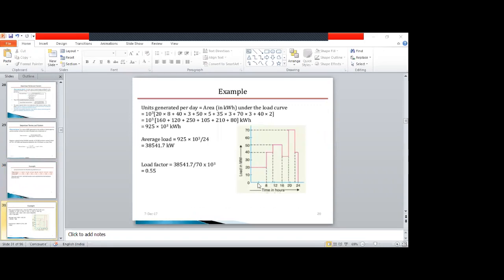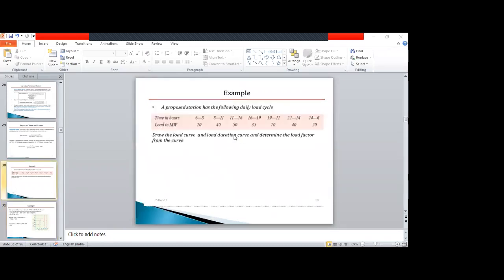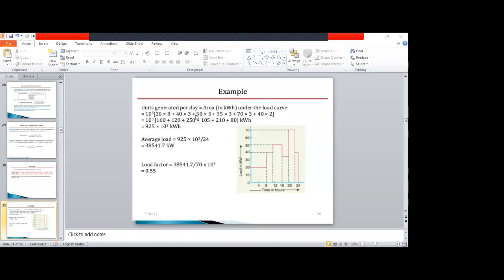Area of this. Next, similarly consider the area of this. That is from 8 to 12. So 8 to 12, how many hours is it? 9, 10, how many hours? It is for 40 megawatts, 3 hours. 9, 10, 11, 12. Okay. So then plus 50 into 5. Sorry, it is 8 to 11. 8 to 11 will be 3 hours into 40. So 3 hours into 40.